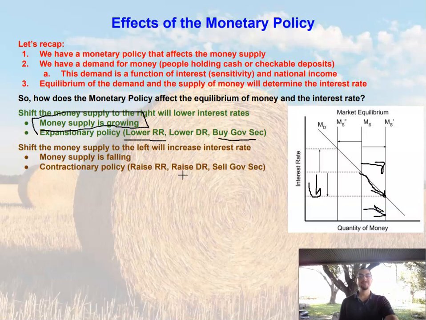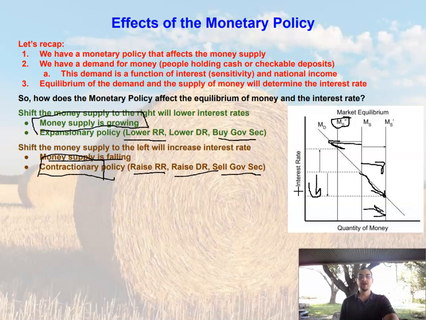But what happens if they shift the money supply to the left? What if we take on these contractionary policies? What if the money supply is falling? What if we have less of that money supply in the United States, and we're over here at this money supply right here? What if we raise the required reserve? What if we raise the discount rate? What if we're selling the government securities in order to have these contractionary policies?